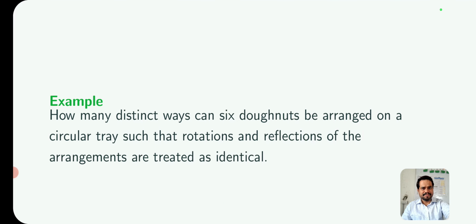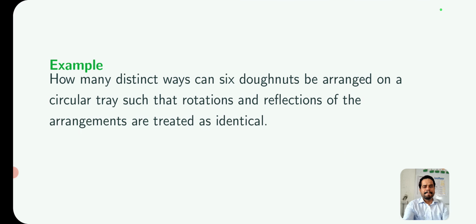Next example. How many distinct ways can 6 donuts be arranged on a circular tray such that the rotation and reflection of the arrangement are treated as identical? So read carefully again. So we pause here. You can read it.